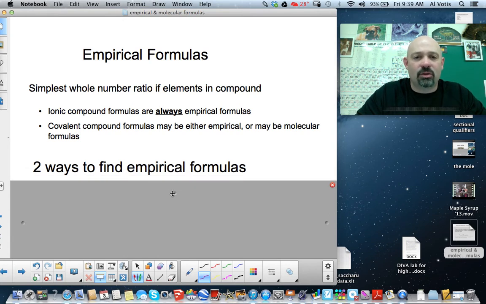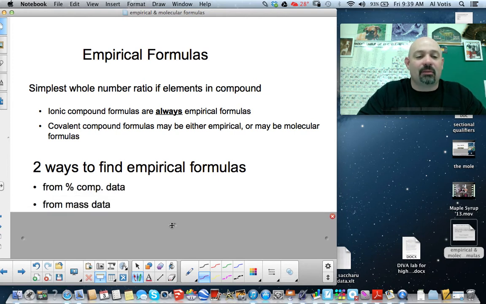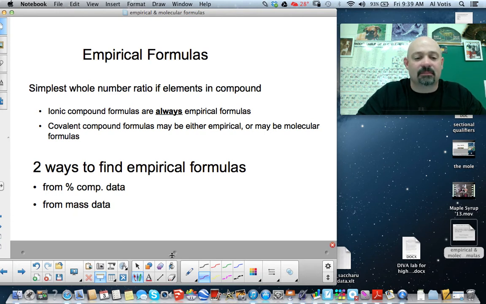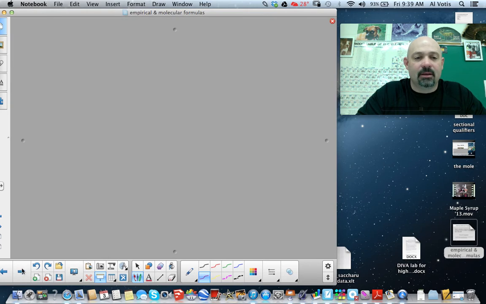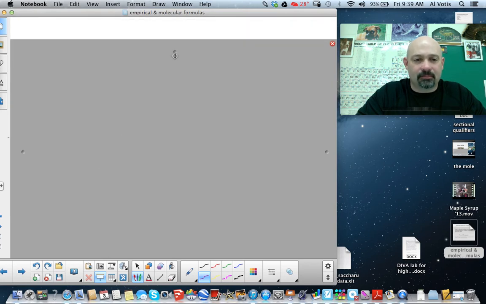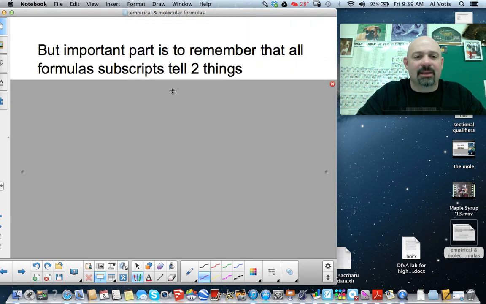But again, we have two different ways that we can find empirical formulas. There's two methods based on what our data is. We can either have percent composition data. If we're given something about the percent composition, then we can find the empirical formula. We can also find empirical formula from mass data, like the second part of percent composition. So we'll take a look first at percent composition.